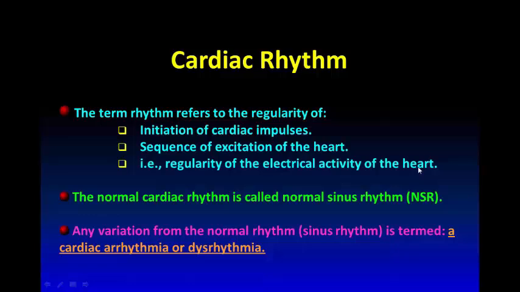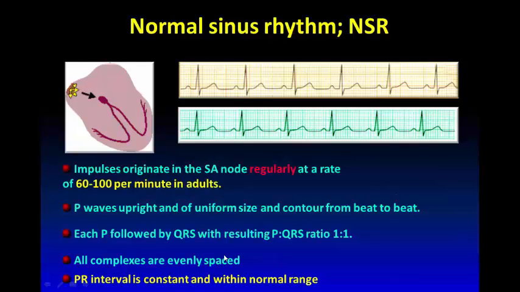The normal cardiac rhythm is called the normal sinus rhythm, and any variation from the normal sinus rhythm is termed a cardiac arrhythmia or a cardiac dysrhythmia. The heart has normal sinus rhythm when all the cardiac impulses originate in the sinoatrial node regularly at a rate of approximately 60 to 100 beats per minute in normal adults at rest.